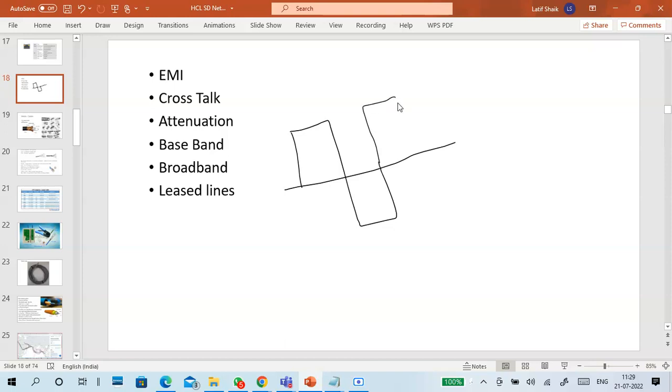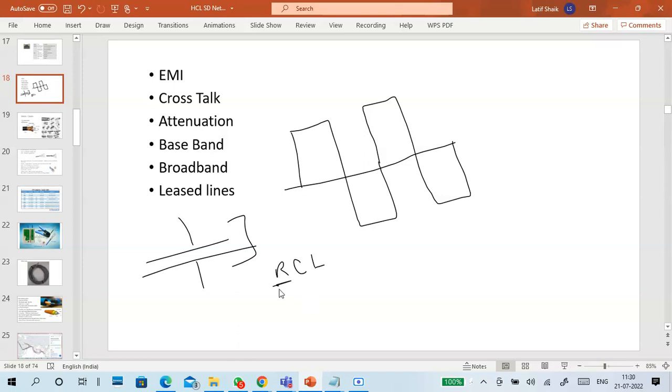Your digital signal is like this. As the length of the cable increases, resistance increases. There is a dielectric material between two differently charged plates, and it acts like a capacitor. Another one is induction. These parameters happen in your transmission lines.